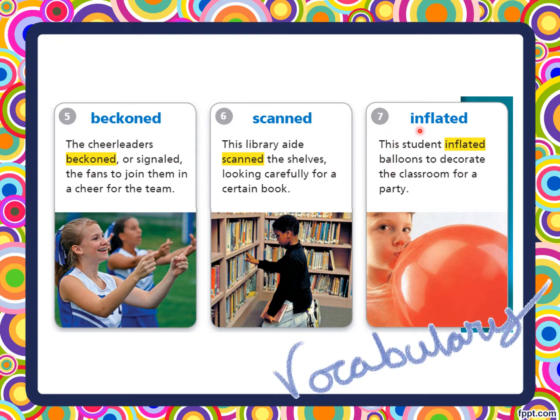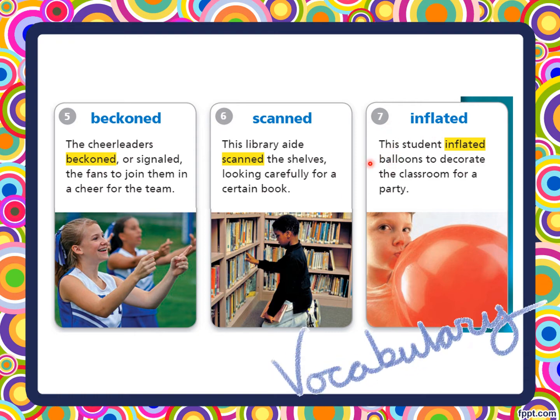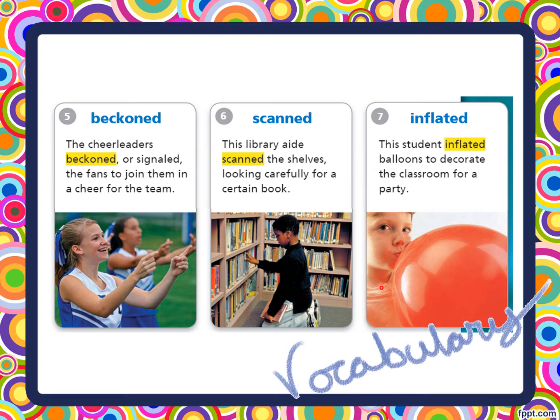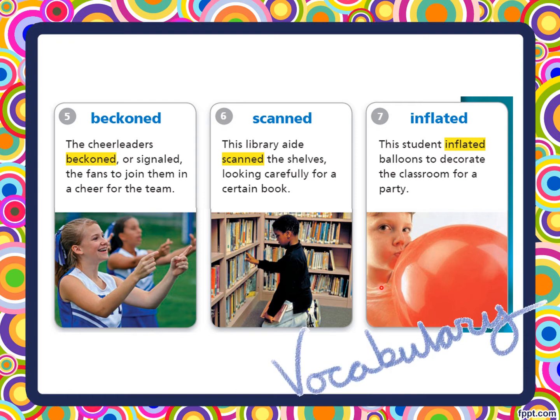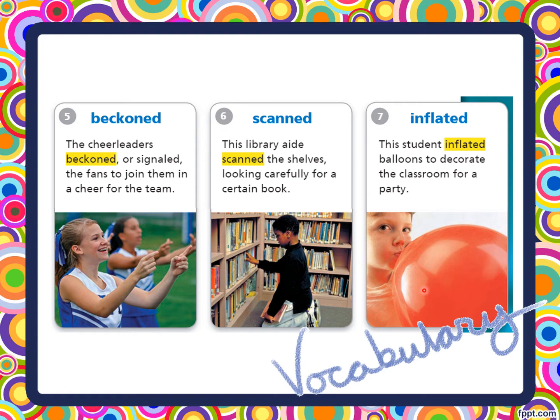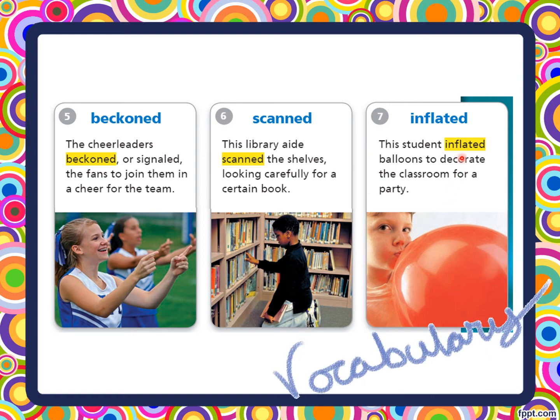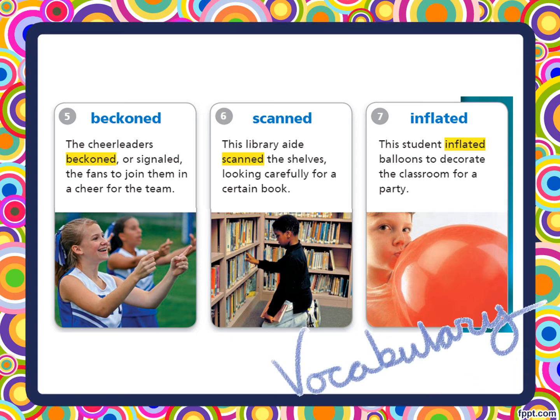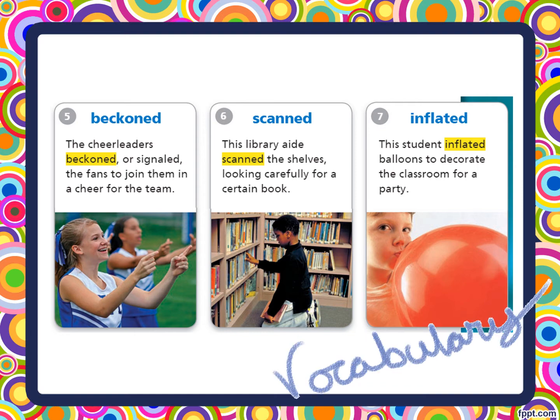Number 7 is inflated. This student inflated balloons to decorate the classroom for a party. So in this picture, he's making the balloon bigger by blowing air in it. So what is the meaning of inflated? Yes, it means to cause to expand with gas. So balloons are really nice, decorative things, and of course they would not have that much appeal if you don't inflate them. You've got to make them bigger. The bigger, the better.